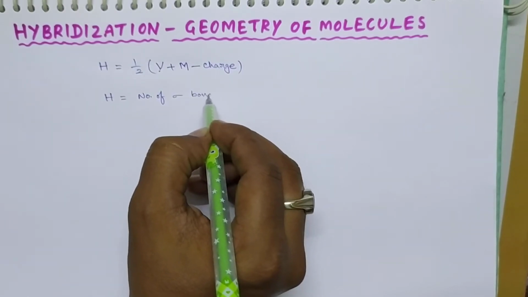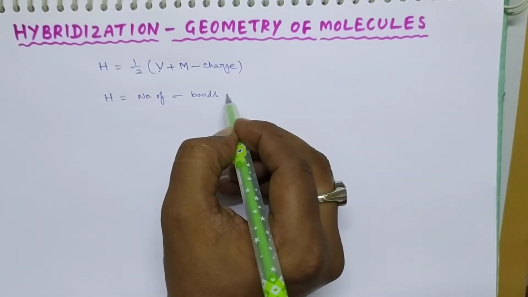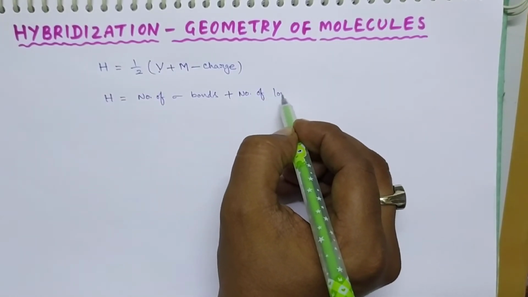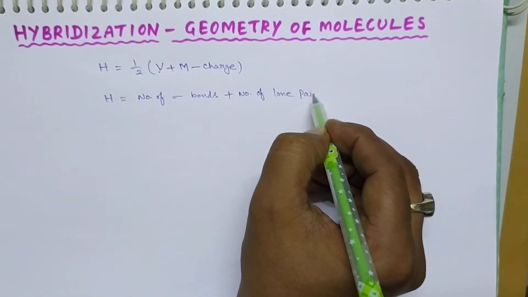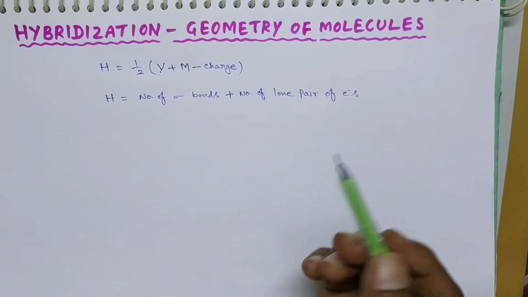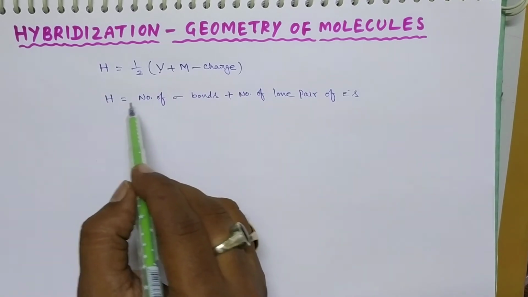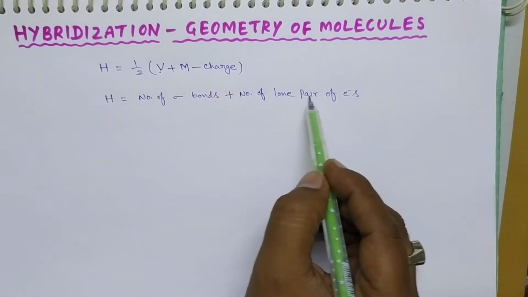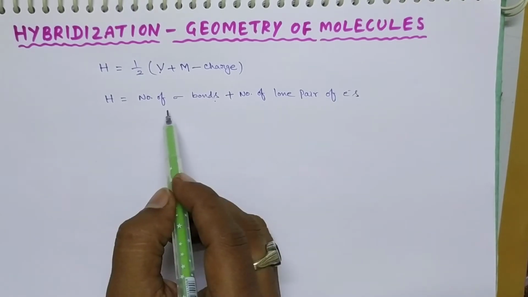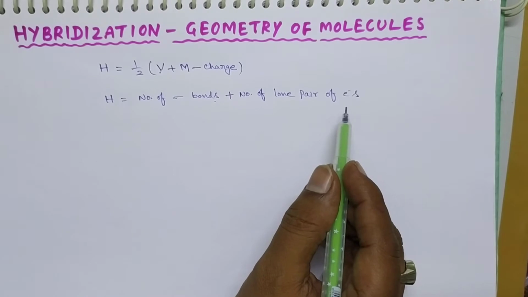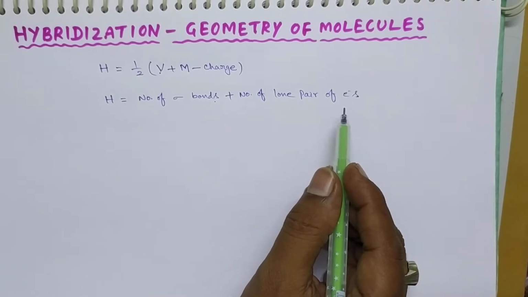So this is the first one, and the second one is that we can calculate the sum of the number of sigma bonds and the number of lone pairs of electrons present at the central atom. So by calculating the sum of the number of sigma bonds and the number of lone pairs of electrons surrounded by the central atom, we get the hybridization. Now let us explain with some examples.